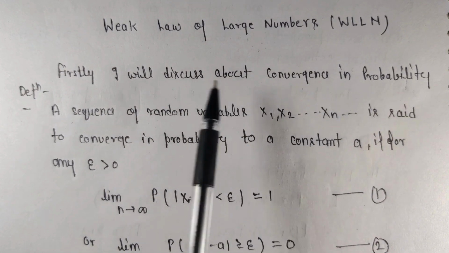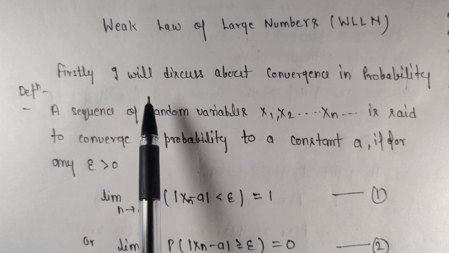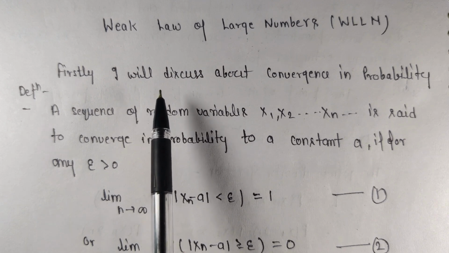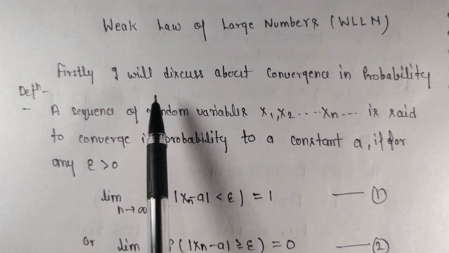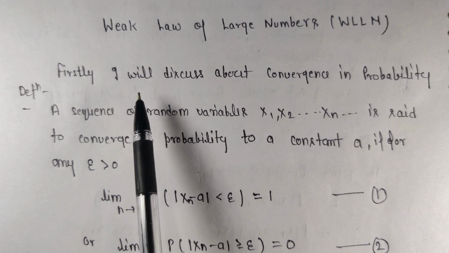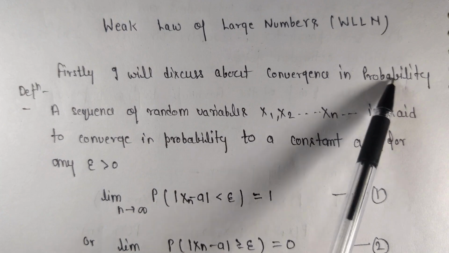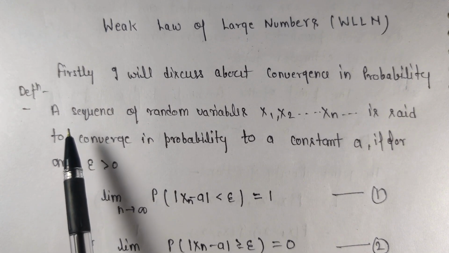As we know, in real analysis, the convergence of a sequence xn tending to alpha means |xn - alpha| is less than a small number. Similarly, now you can see how we can define the concept of convergence in probability.